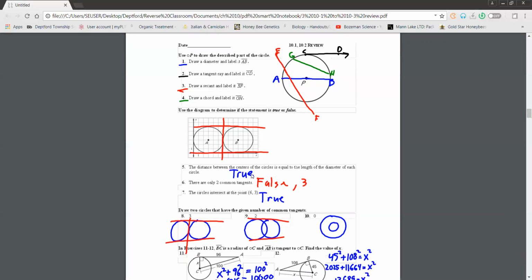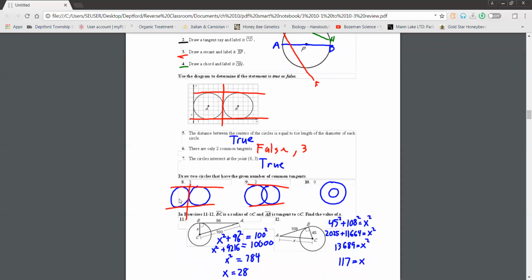The distance between the centers of the circles is equal to the length of the diameter. That's true. I can just count the distance between them and the diameters. That's going to work. There are only 2 common tangents. You can also draw the one in the middle, which is the one most people miss. So that's false. And then the circles meet at 6,3, which is true. Again, for both these and 8, 9, and 10, our tangent is just touching the circle.